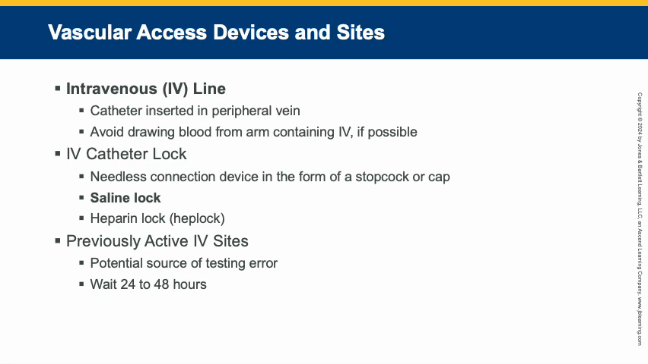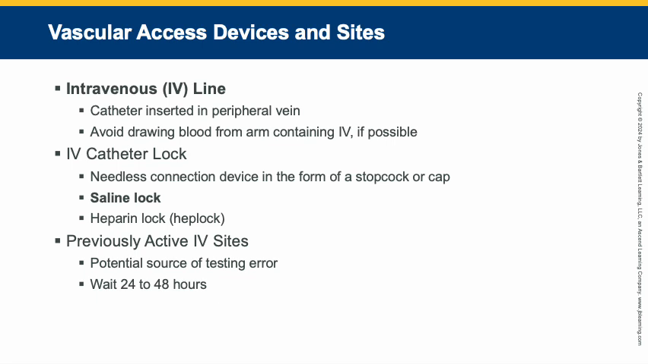To keep it from clotting, the device is filled and flushed with saline and sometimes heparin. A device filled with saline is called a saline lock. One filled with heparin is called a heparin lock or hep lock. Risk associated with using heparin and its higher cost have resulted in the saline lock becoming the type that's most commonly used.